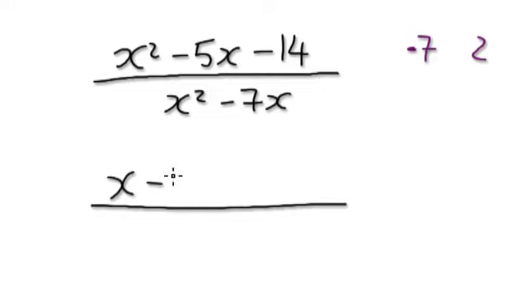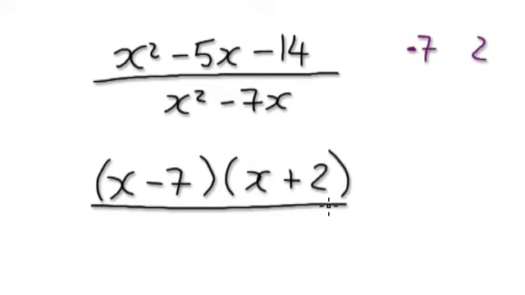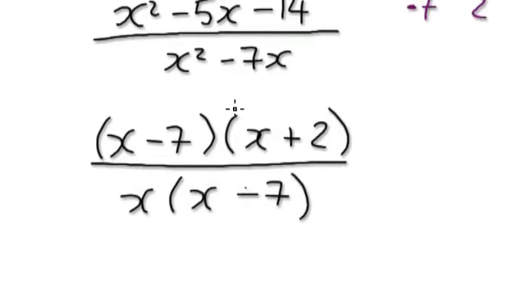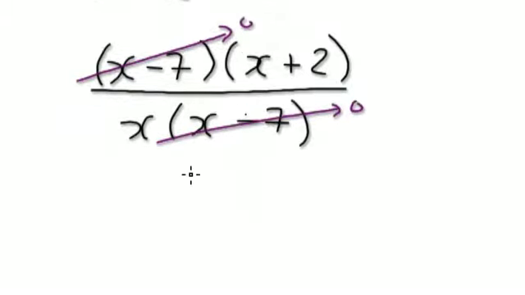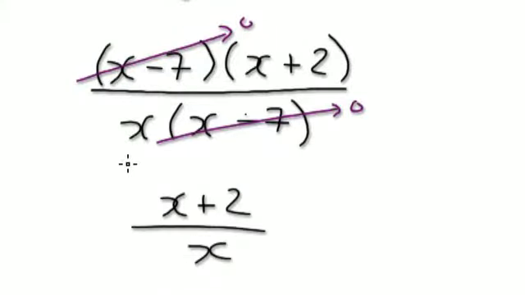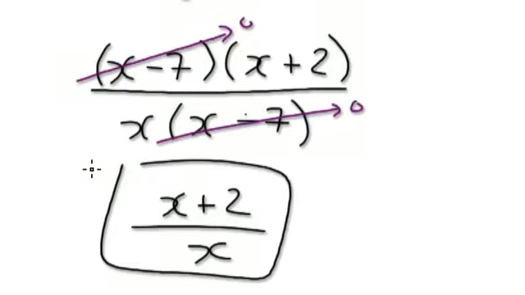So this would be x minus 7, and then x plus 2. And then down here, just take the x out as a factor. So it will be x times x minus 7. Oh look, it conveniently cancels out with this. So it's just going to leave you with x plus 2 over x. So this here is your final answer.